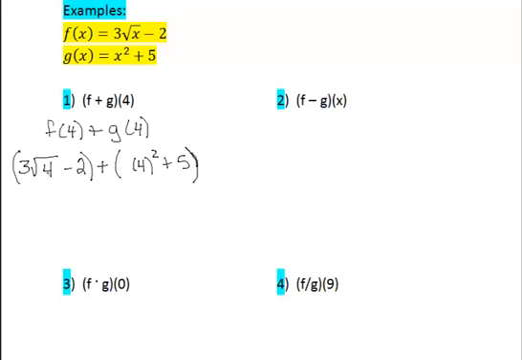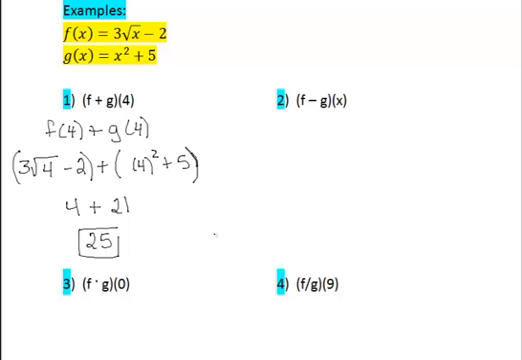We simplify. The square root of 4 is 2. 2 times 3 is 6. 6 minus 2 is 4. 4 squared is 16. And 16 plus 5 is 21. 4 plus 21, 25. Simple enough, right?